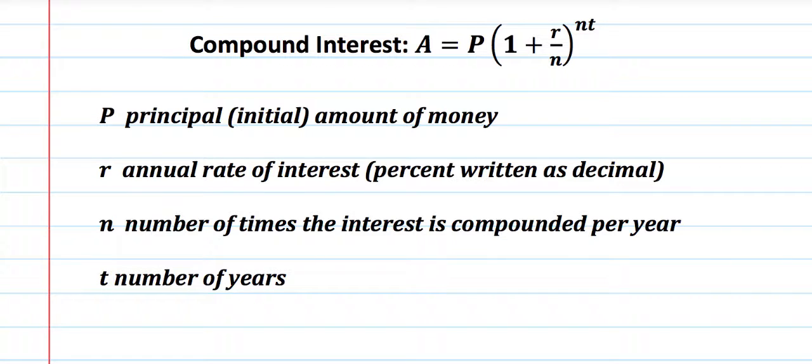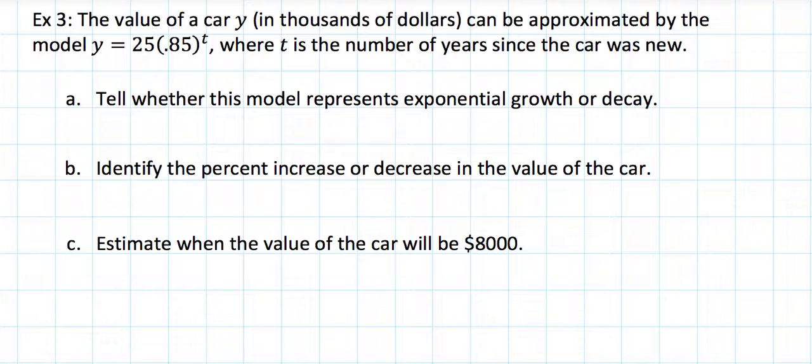All right, let's do a couple examples using these exponential models. So in this example, we're looking at the value of a car in thousands of dollars. And that model is y equals 25 times 0.85 to the t power. T represents the number of years since the car was new. So you could imagine this car is depreciating over time, so it's losing value.